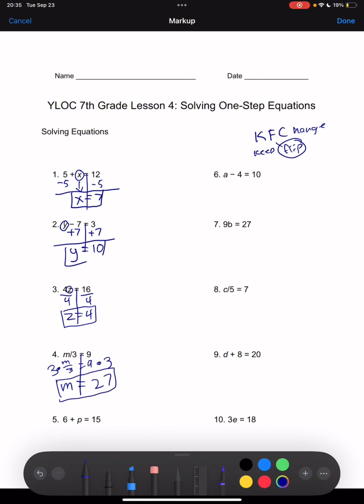Number 5, 6 plus p is equal to 15. So, like before, we have to isolate the variable so it's alone. So we're going to subtract 6 from that side and the other side. That means p is equal to 9. And now you guys are going to work on 6 through 10 on your own.